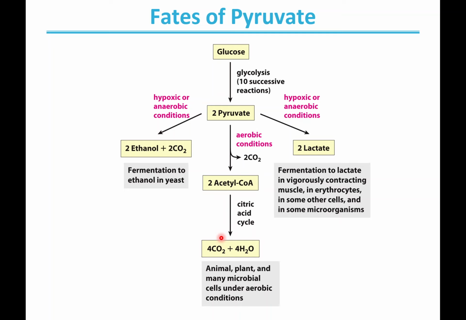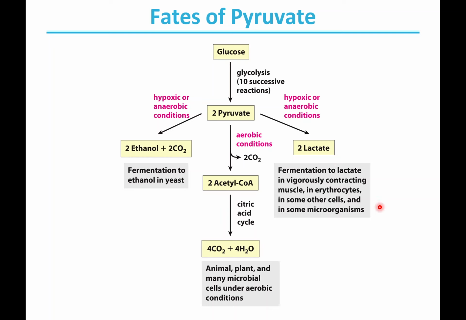When there isn't oxygen around, the fates of pyruvate can be different depending on what organism you're talking about. In animals like us, during those anaerobic or hypoxic conditions, pyruvate will be converted into lactate or lactic acid. In microorganisms like yeast, a similar process happens when there isn't oxygen: pyruvate gets converted into ethanol, and that's what's known as fermentation. The process of pyruvate going to lactate in humans, you can also call fermentation as well.